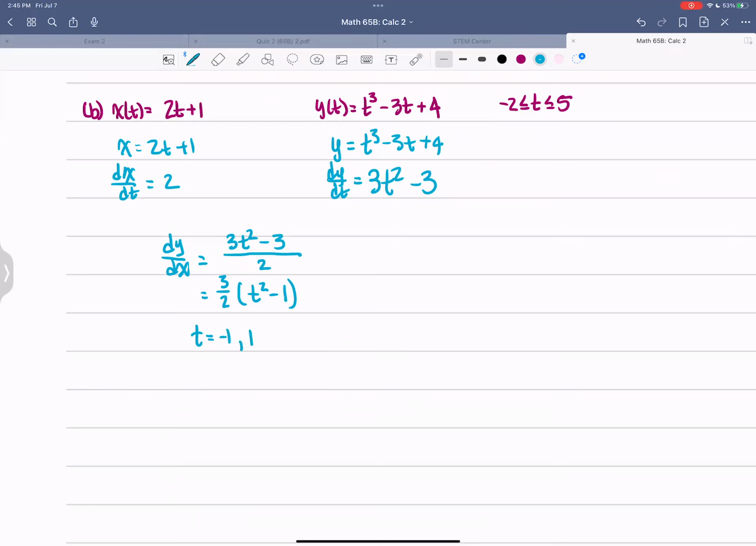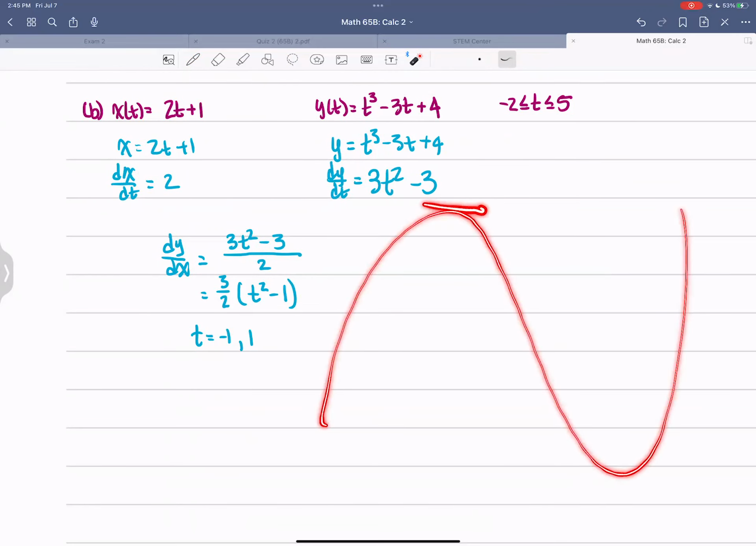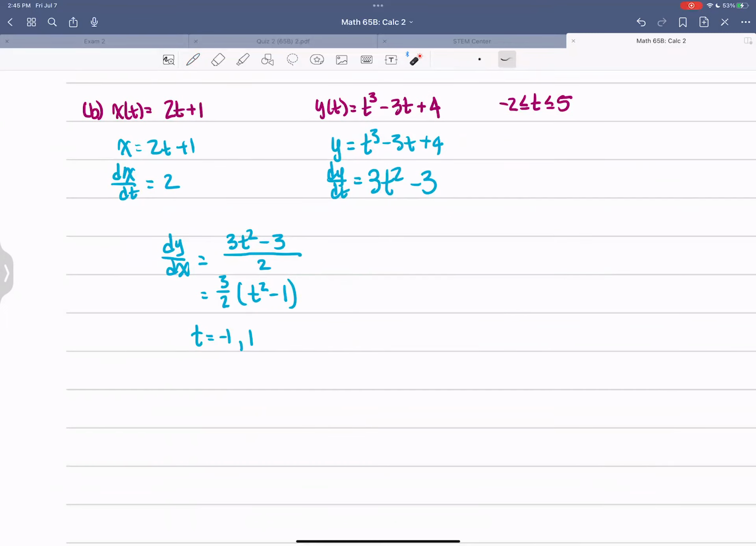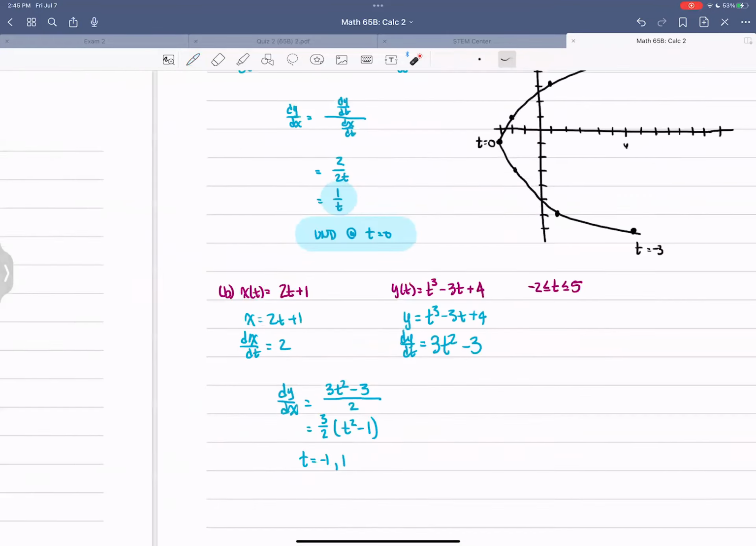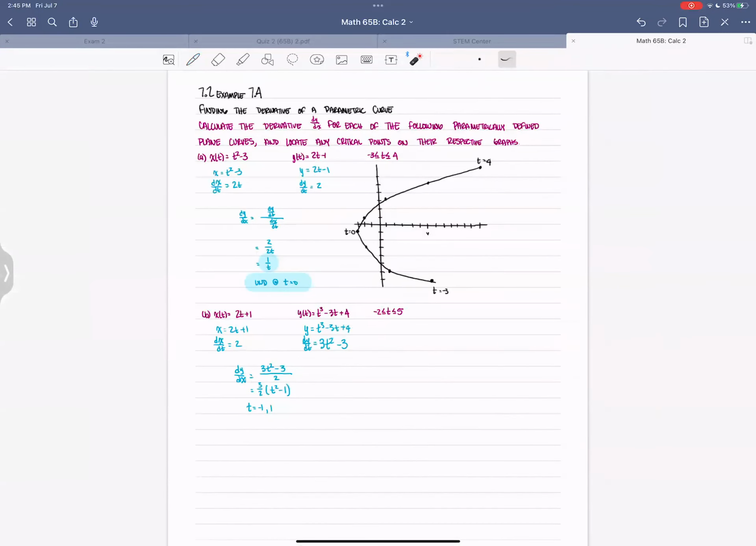So whenever the derivative is equal to 0, we have, well, not a plateau, but we have our hills or valleys. So it would be 0 here and 0 here, like our tangent lines at those points. So we have that. And let's see what the actual graph looks like. So let's pause this.